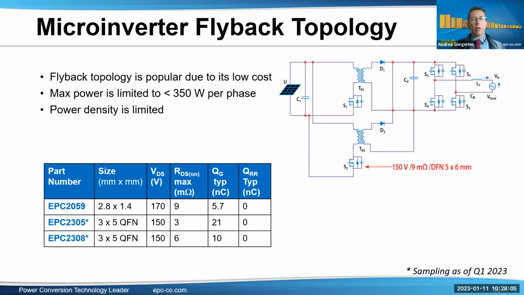The next one is for the microinverters. For microinverters, I'm going to show two different ways to do it. The first one is a flyback, very common. Typically, I'm showing here a two-phase flyback, for example. Because of the reflected voltage from the transformer, these typically require higher voltage class devices. So EPC 2059 is a 170 volt chip scale package. And we also have QFNs in the 150 volt class, like the 2305 and 2308, which are well suited for this application.